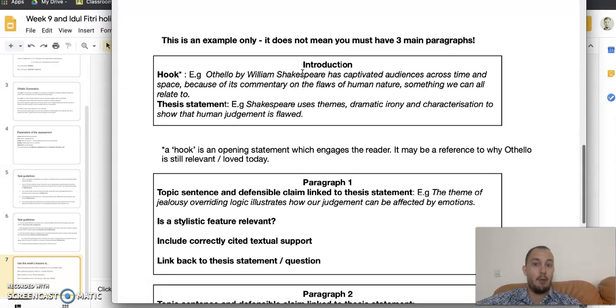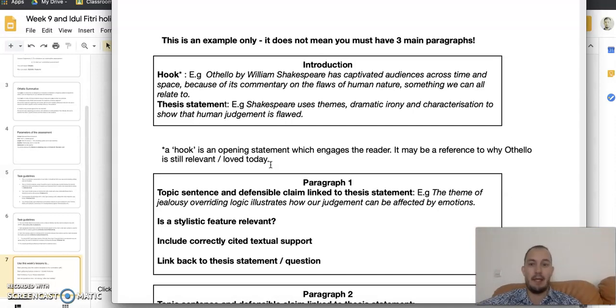Now please note, this is an example. Doesn't mean you have to have 3 main paragraphs only. You can have more, you can have less. It's an example. So in an introduction we have a hook. So a hook is just an opening statement which engages the reader. It's called a hook because it's like hooking a fish. And I think the easiest way to think of a hook is to make it a reference to why Othello is still relevant, why this question is relevant.